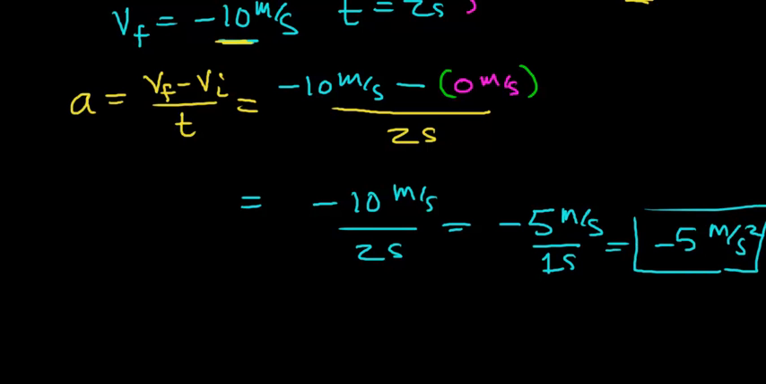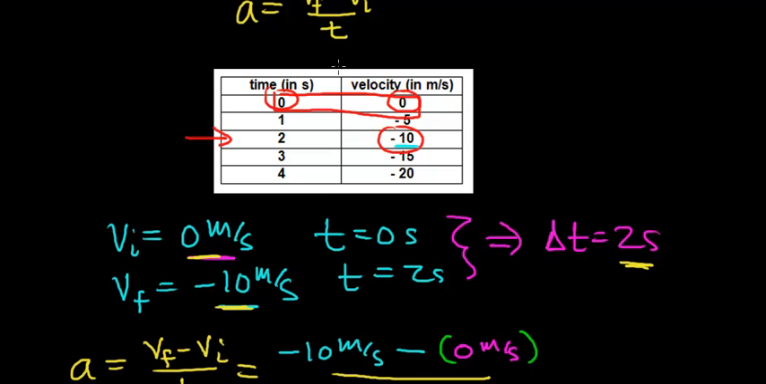Now I did not have to choose those 2 points to calculate the acceleration of this object. I'm assuming again that the acceleration of this object is constant. So in this case, let's choose 2 other points. So let's choose this point again, and I'm going to call this my initial velocity in the second case. And now let's choose this point as my final velocity in this case.